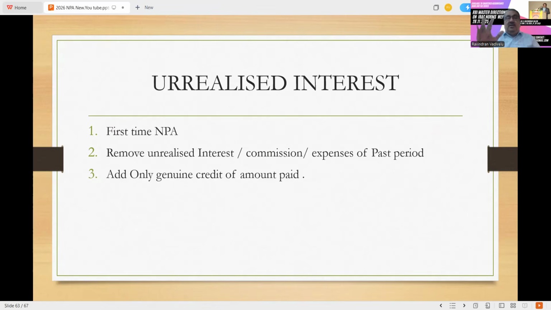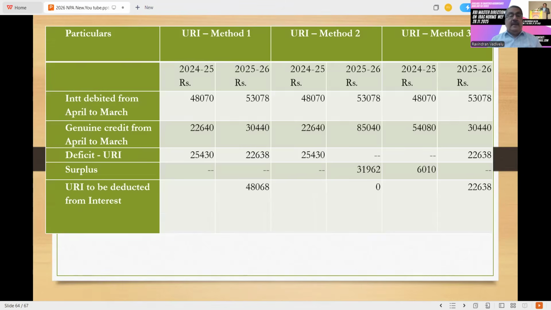Okay, now among these you have identified one account as NPA. If you identify an account as NPA, you have to remove the unrealized interest from that account. Those interests are not eligible to be added to the profit and loss account. So remove those unrealized interests, which include commission, fees, and expenses of the past period. Previously they calculated only 2 years. Now they say it is the past period, and to arrive at the credit, you have to consider only the genuine credit.